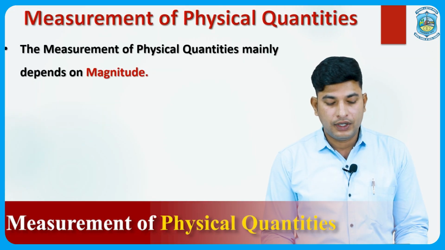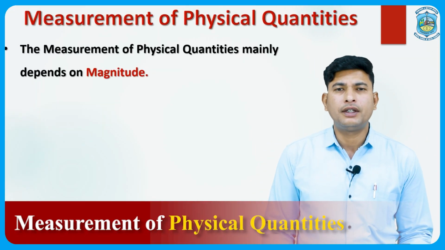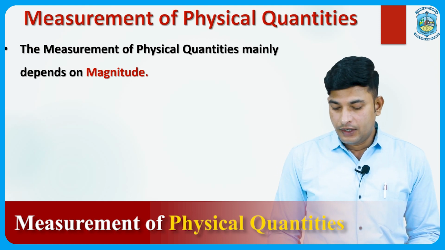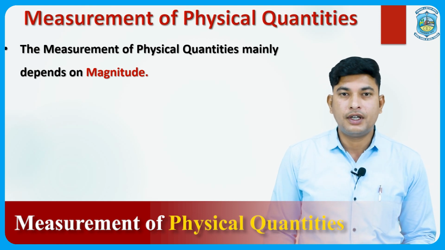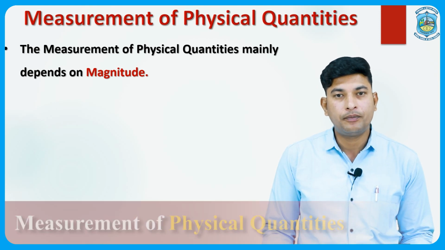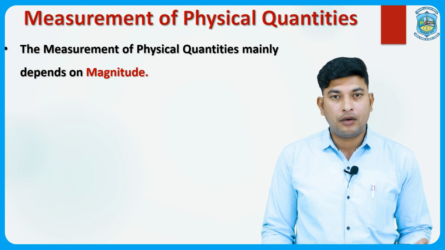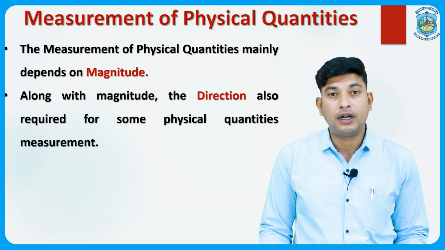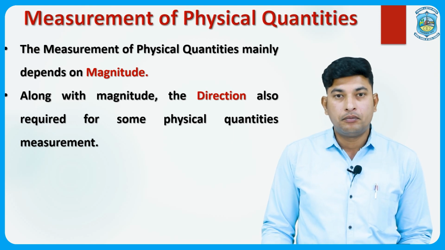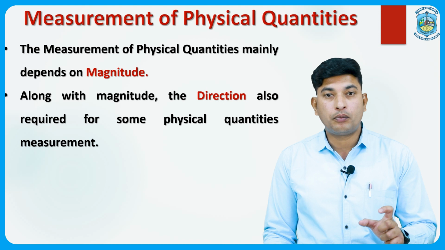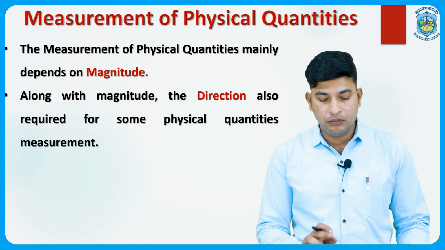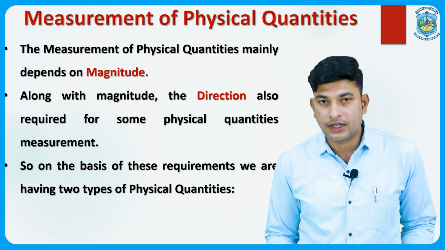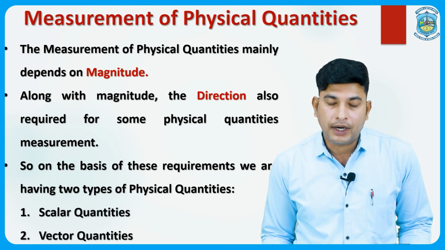The measurement of these physical quantities depends on two things. First is the magnitude, which is defined by a numerical number followed by the unit. For some physical quantities, only magnitude is sufficient, and we can easily understand the value or amount by the magnitude itself. But for some other quantities, along with the magnitude, the direction is also required. Direction defines the particular situation, position, and so on. I will describe both in detail. On the basis of these two conditions, we have two types of physical quantities: scalar quantities and vector quantities.